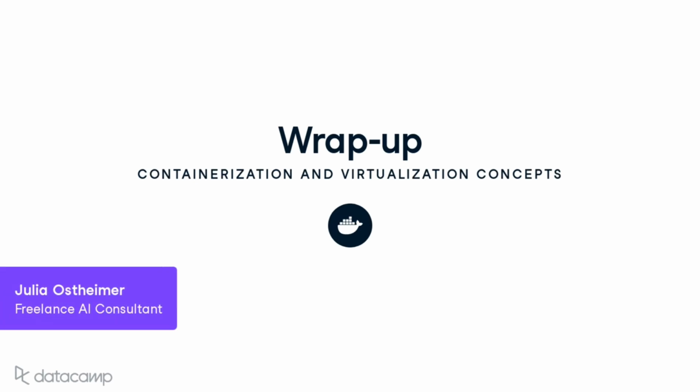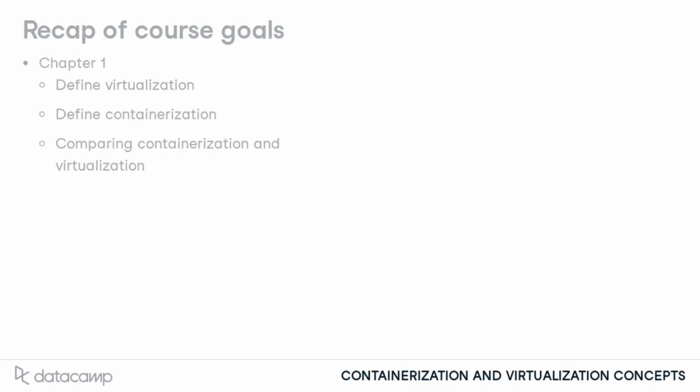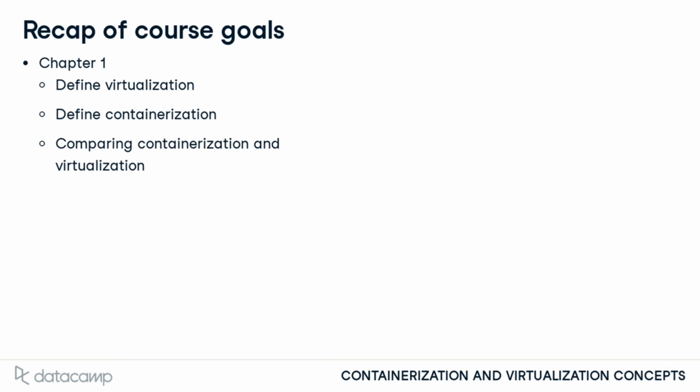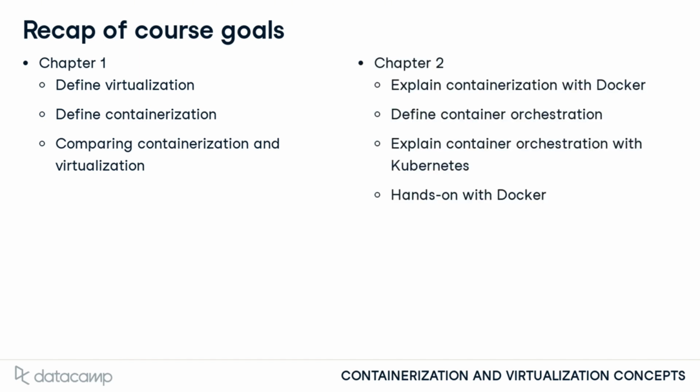Congratulations! You have completed the course. In Chapter 1, we learned about the differences between containers, virtual machines, and physical machines. In Chapter 2, we delved into the practical applications of containers and their orchestration, focusing on Docker and Kubernetes.